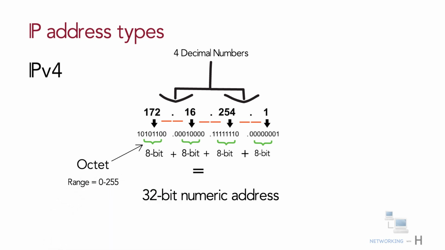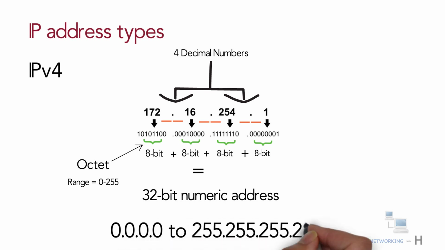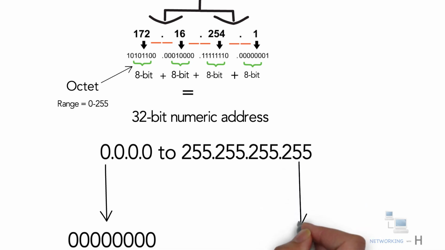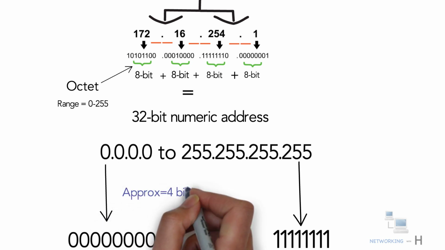So the full IP addressing range goes from 0.0.0.0 to 255.255.255.255. In an octet, the number 0 would be 8 zeros, while the number 255 would be 8 consecutive ones, the maximum number the octet can reach. This IPv4 version can produce over 4 billion unique addresses.